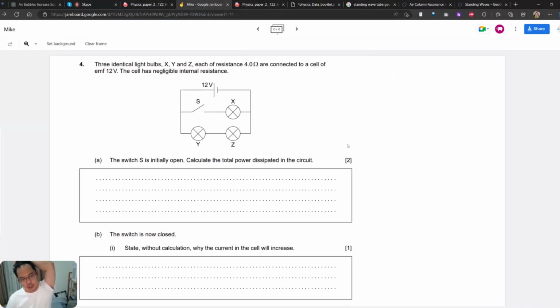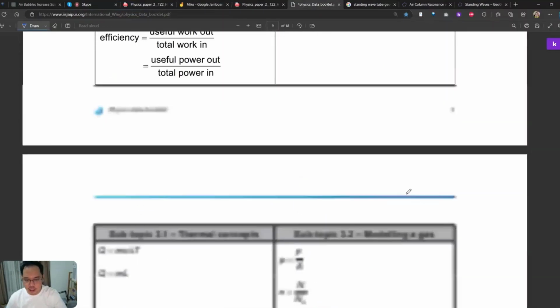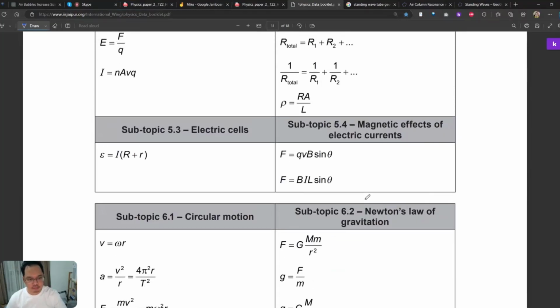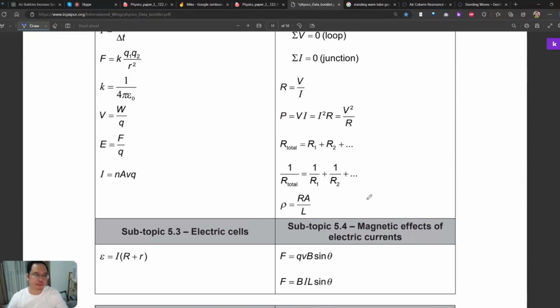Identical light bulbs X, Y, and Z, each of resistance 4 ohms, are connected to a cell of EMF 12 volt. The cell has negligible internal resistance. The switch is initially open. Calculate the total power in the circuit. Power, topic 5, electricity. Look for the formula for power. Which one among these formulas do you think is suitable to use in this problem?